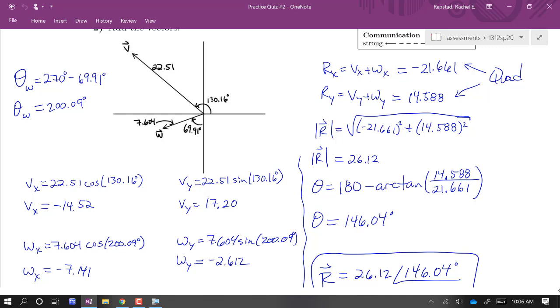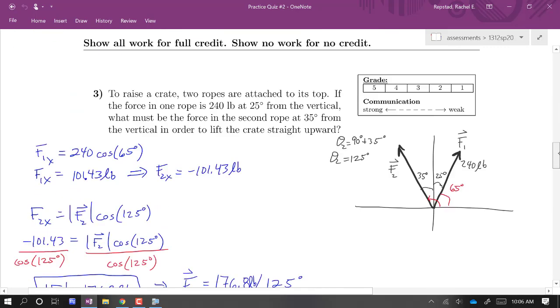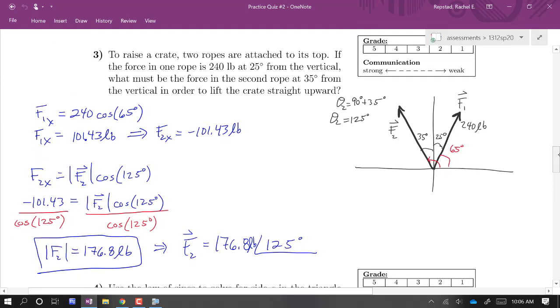Now question 3. Now we get to Austin's question. Two ropes are attached to the top of a crate to raise it. The force in one rope is 240 pounds at 25 degrees from the vertical. I just chose to put that one on this side, but if you put it on this side, that's fine. Drawing it in this first quadrant means that the standard position angle is 65 degrees. So I know what that force vector is.